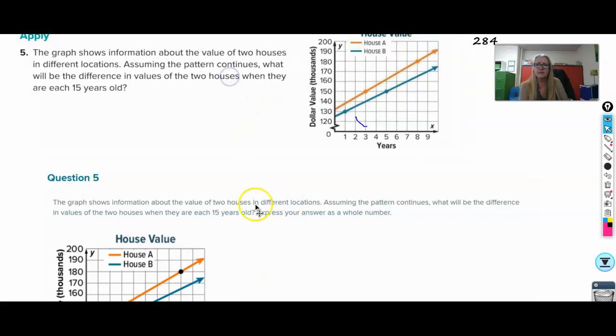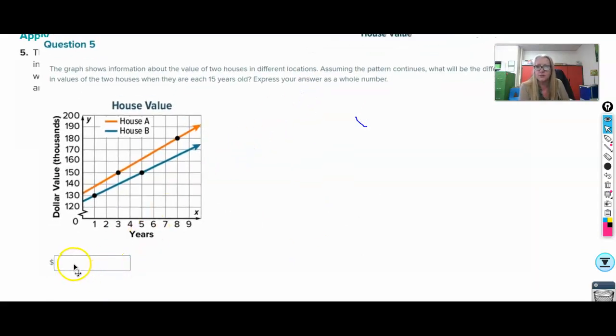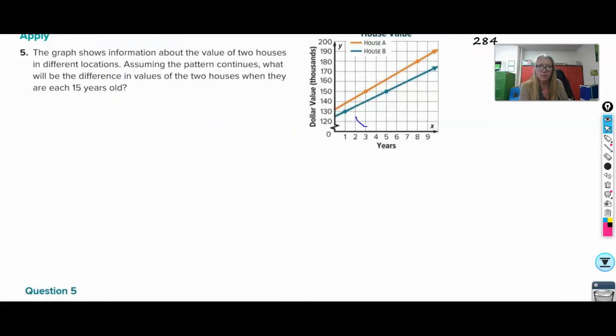Number 5. Now, this is where it gets interesting, okay? Here, they're giving you the graph of 2 different houses in 2 different locations, and they want to know the difference in values of the 2 houses when they're 15 years old. This is going to have some steps to it, all right? As far as the question on McGraw-Hill, it looks like this, and they're asking the same question, and they just want you to write the difference in price. They don't want the dollar sign because they put it there for you. So you're just going to type in the amount. Well, let's see. What is the amount?